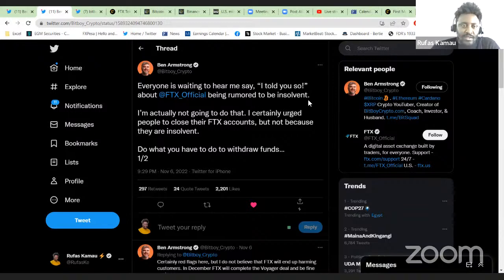being rumored to be insolvent, I'm actually not going to do that. I certainly urged people to close their FTX accounts, but not because they are insolvent. Do what you have to do to withdraw funds. So he was telling people to basically withdraw their funds from that exchange because he has a strong belief that the exchange is insolvent, or it may not be able to honor customer withdrawals because they have been risking a bit too much with the Alameda research.